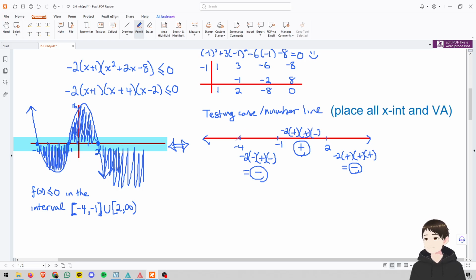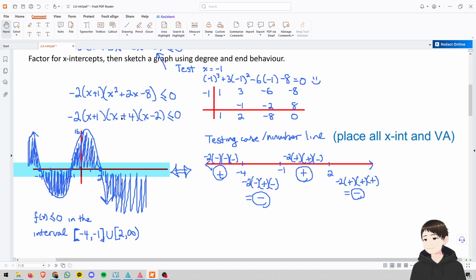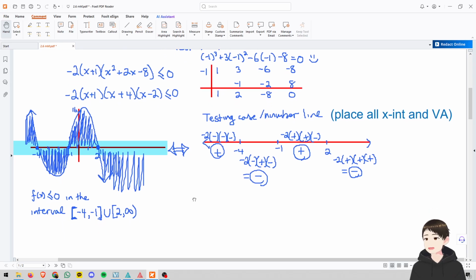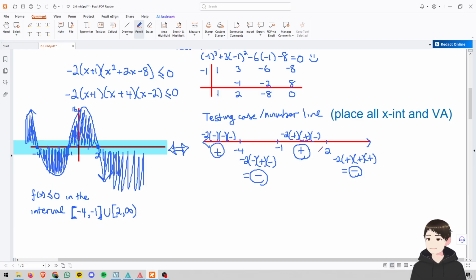Then lastly, over here, what is a big negative number? Let's do -1 million. -2 times a huge negative number times a huge negative number times a huge negative number. My overall is going to be positive, which we expected. So you see, you could draw the graph using leading coefficients and degree. You can also go straight into a number line and test numbers.